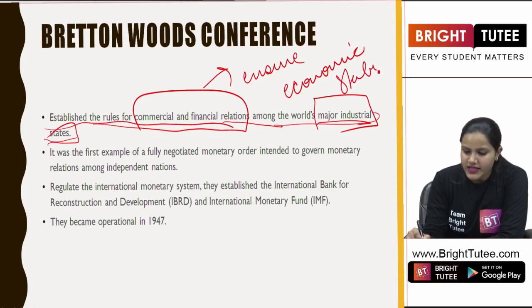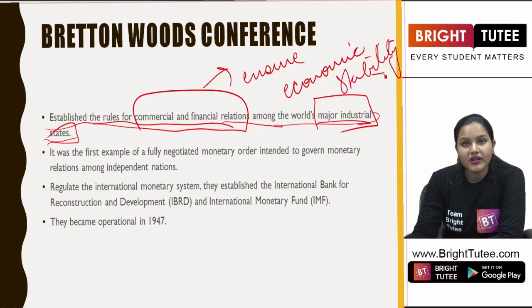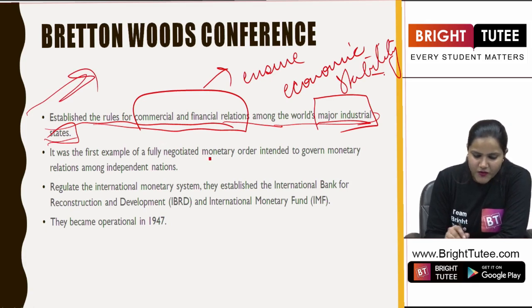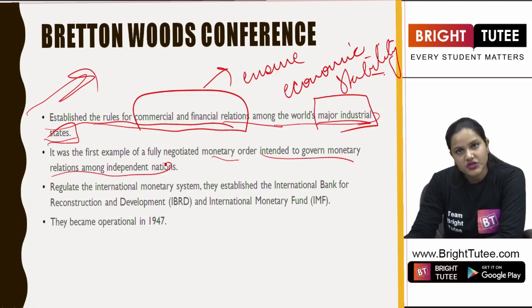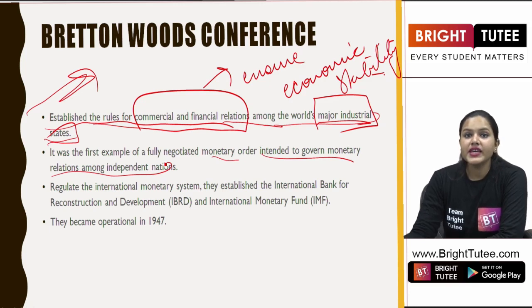Because we have already seen that after any war that has taken place on such a large scale, there is going to be economic instability all over the world. So how to recover that? How to take action just after that? So this was the way that they started. It was the first example of a fully negotiated monetary order intended to govern monetary relations among independent nations. So all the independent nations came together and decided to ensure economic stability among them.